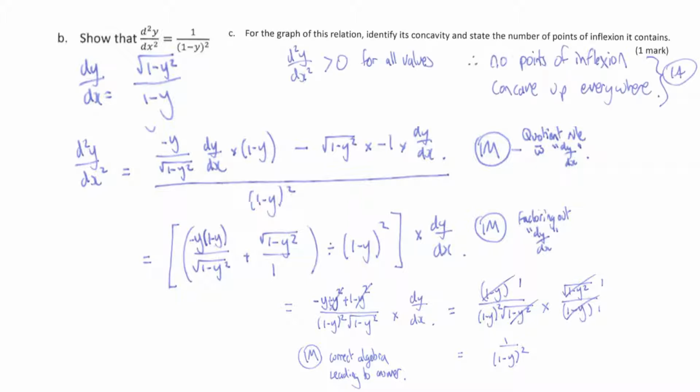I wonder if there's further information. Yes, there was another part to it. The final part was, for the graph of this relation, identify its concavity and state the number of points of inflection. Since the double derivative is never zero, there are no points of inflection. And since it's determined by y values rather than x values, since that's never negative, it's always concave up. Of course, it is undefined at y equals 1, but that's just the very end point of the function itself, but it is concave up everywhere.